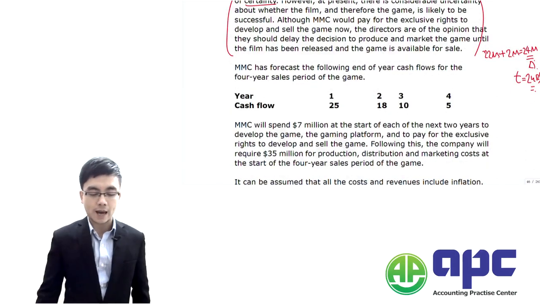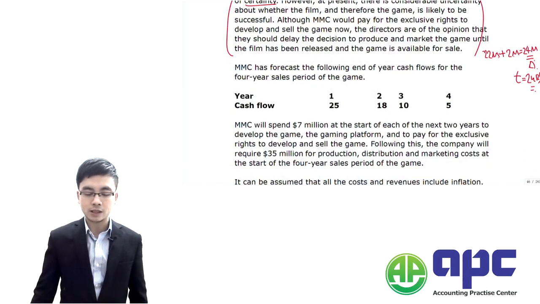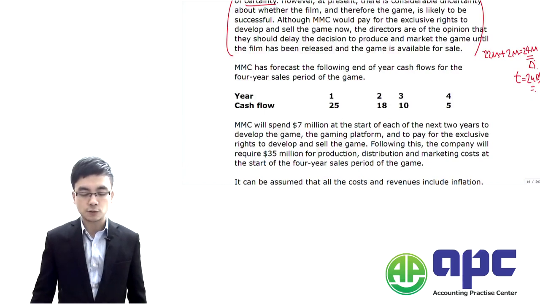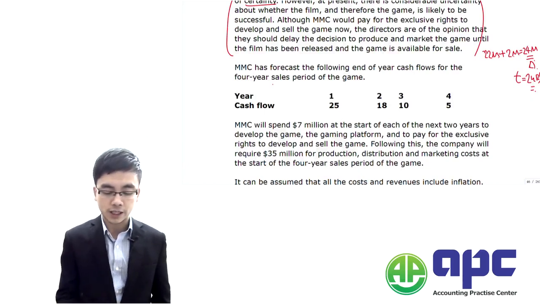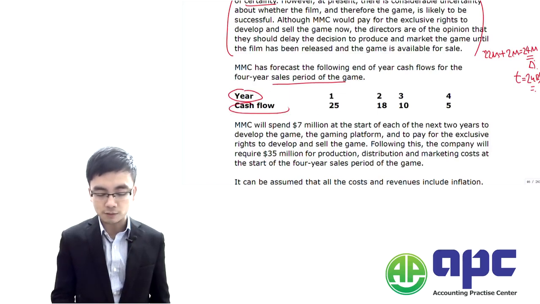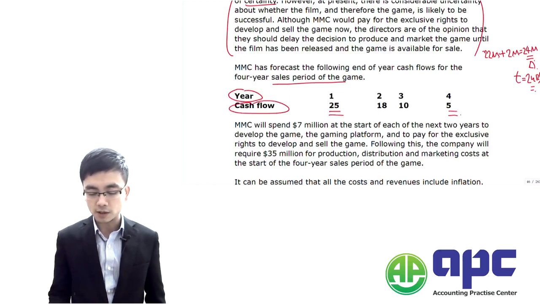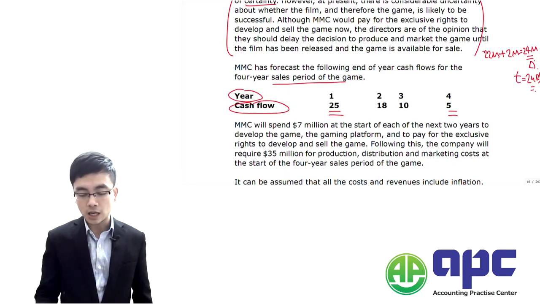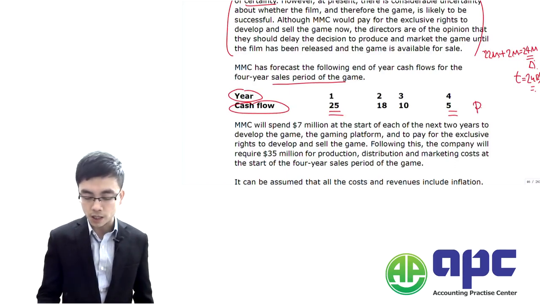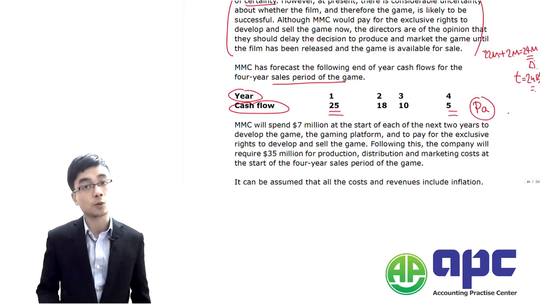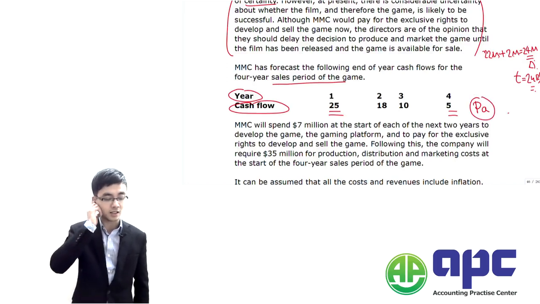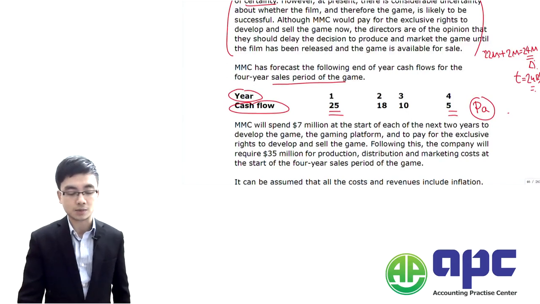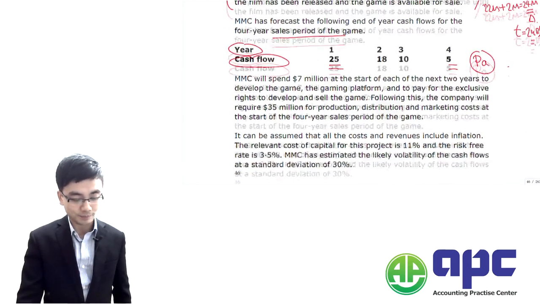Also, we are told the MMC has forecast the following end of year cash flows for the 4 year sales period of the game. As you can see, from year 1 to year 4, we got the cash inflows of 25, 18, 10 and 5. Okay, so that will be the cash inflows. Of course, we can say that those will be the price of an asset, or PA for short. We're going to discount it then into today's terms at the appropriate discount factor.